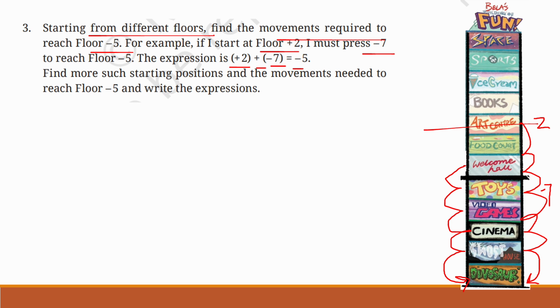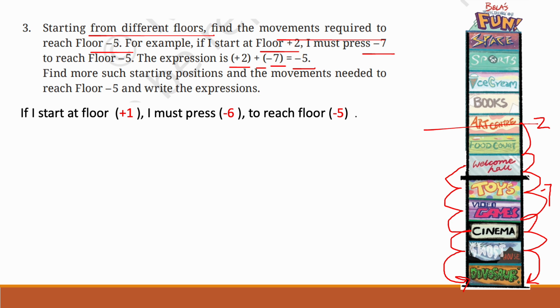Target is -5. Find more such starting positions and the movements needed to reach -5 and write the expressions. See, for example, if I start at floor +1, I must press -6 to reach floor -5. See, this is floor 0. Then, if I start at +1, this is +1.